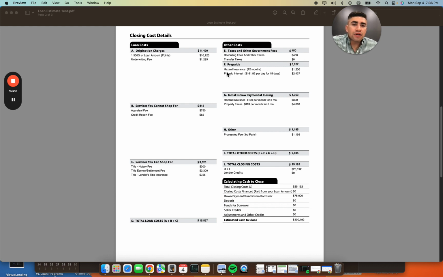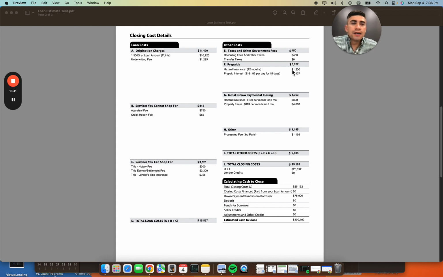The first one being your hazard insurance, which is also your homeowner's insurance. And that basically has to be paid up front in full to ensure that you have appropriate insurance on the property before you can close escrow. Makes sense, right? Lender wants to make sure that the property is insured before they give you the keys.